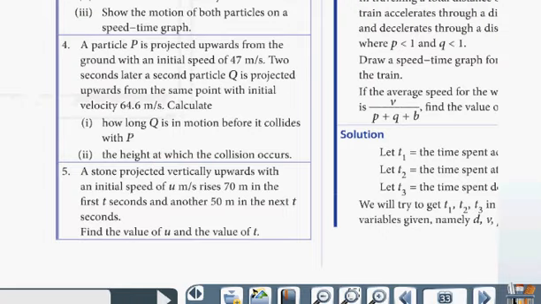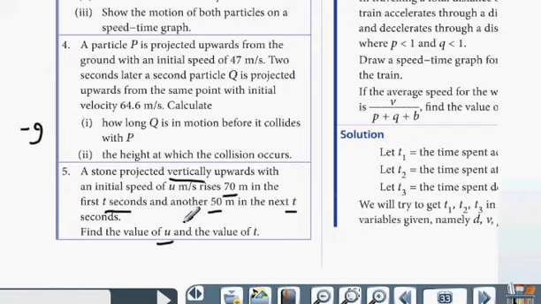Okay, a stone is projected vertically upwards. Vertically upwards means that gravity's working against it, so the acceleration is going to be minus gravity. It has an initial speed of u. It rises 70 meters in the first t seconds, and then another 50 meters in the next t seconds. Find the value of u.